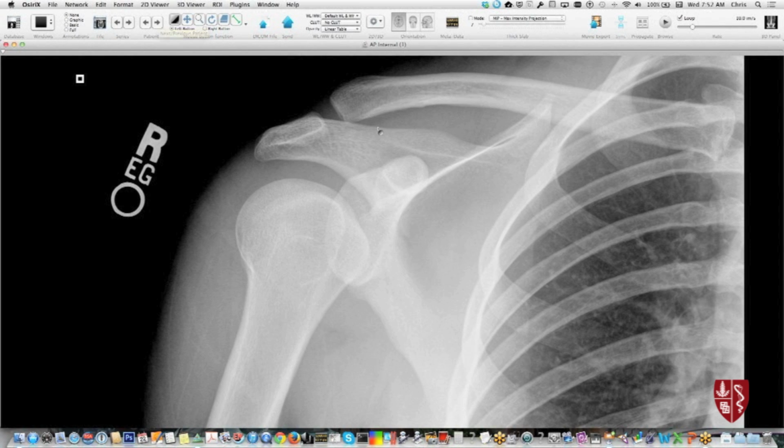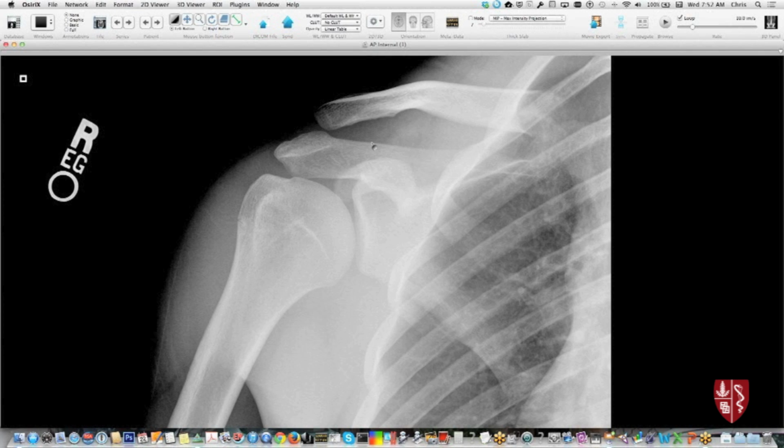A little bit about the AC joint here. We should always see that the undersurface of the distal clavicle should line up with the undersurface of the acromion. And so this is fairly normal in this situation. There's a normal width of the AC joint. The normal coracoclavicular distance is on the order of 12 millimeters here.